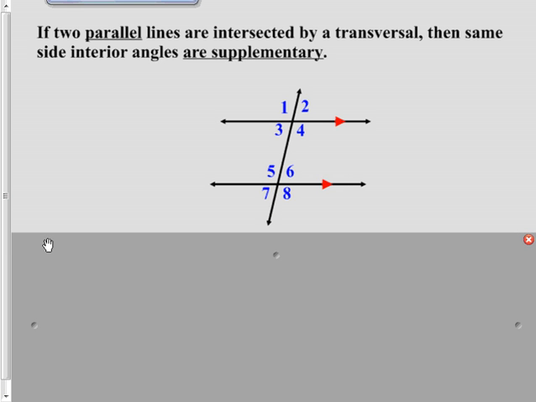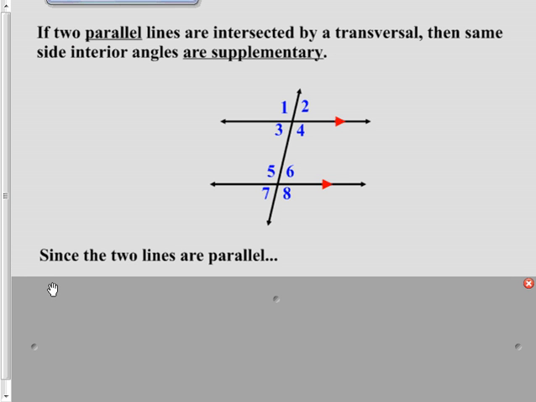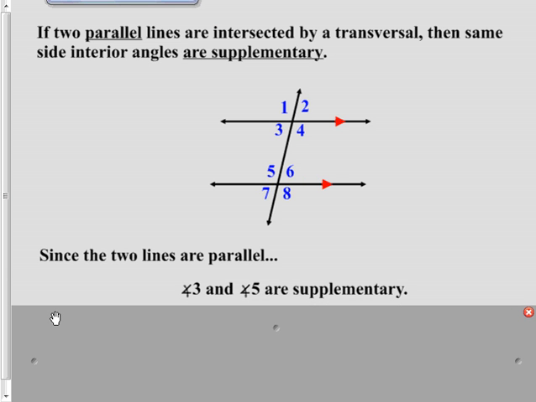Same diagram as before. Where do we have same side interior angles? Well, same side means they're going to be on the same side of the transversal with each other. And of course, interior means they are in between the two intersected lines. So angle 3 and angle 5 would be same side interior angles. And since the intersections they are at are along two parallel lines, angle 3 and angle 5 are going to add to 180 degrees. They are supplementary.